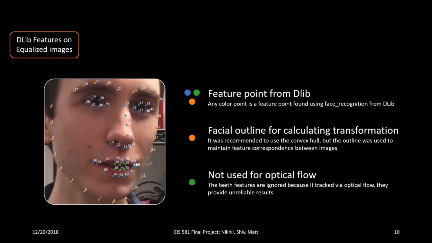Specifically for the dlib features that are found, these are features that are numbered so that correspondence can be ensured. We used the outline of the face for warping, which you'll see later, and then the green features you see in the image are ones we did not use for optical flow because they proved to be too unreliable.